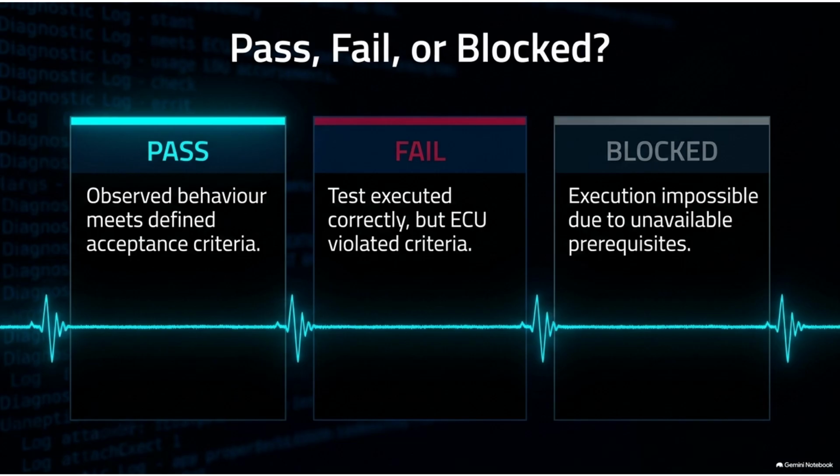Let's clearly define our three validation verdicts here. Pass means the observed behavior met all of our acceptance criteria. Fail means the test executed correctly, but the ECU behavior violated the existing requirements. Blocked is a special case, where we could not complete the test because a prerequisite or a piece of equipment was missing. Using these three terms, pass, fail, blocked, correctly, we keep our reports highly professional as an ADAS validation engineer.